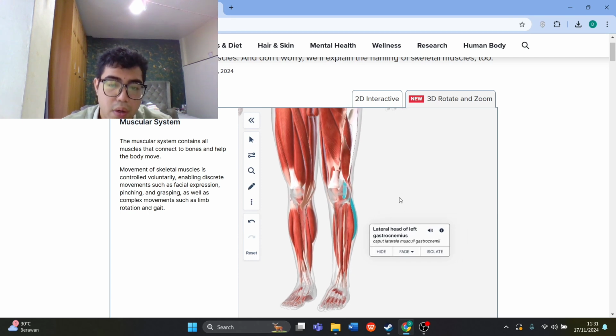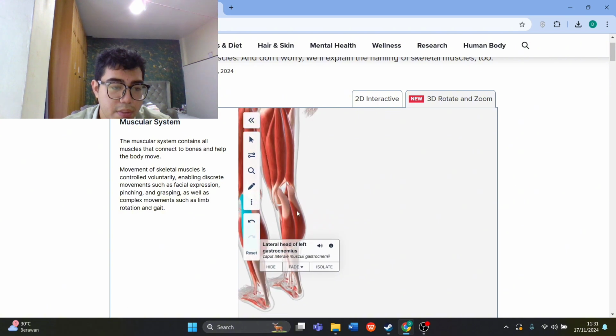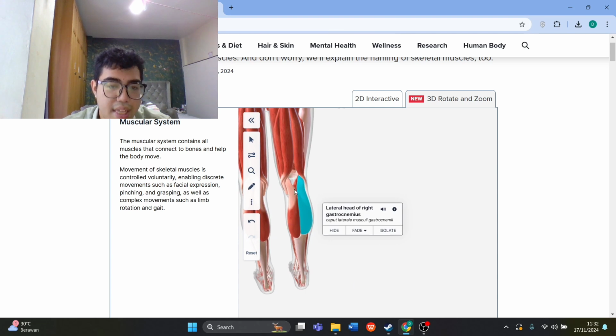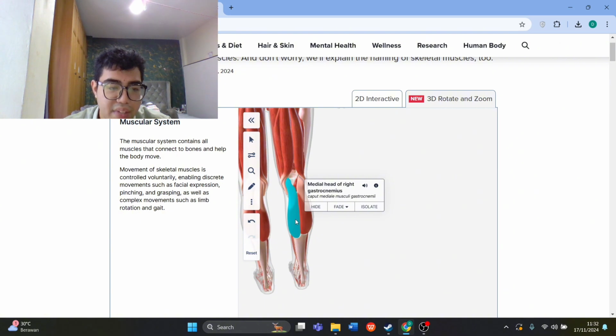So, if we go posteriorly, we have the two gastrocnemius muscles. It has two heads, the lateral and the medial. The lateral head is called the plantaris, which helps flexion at the knee and does plantar flexion.